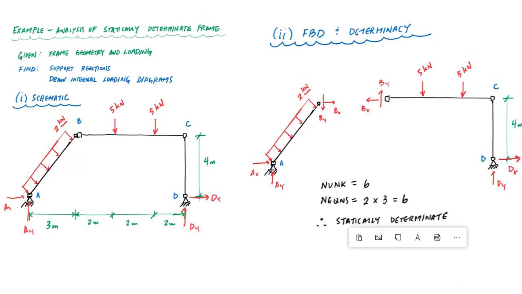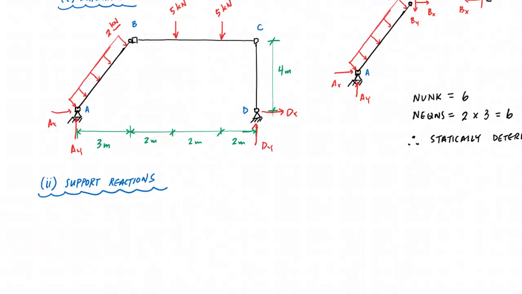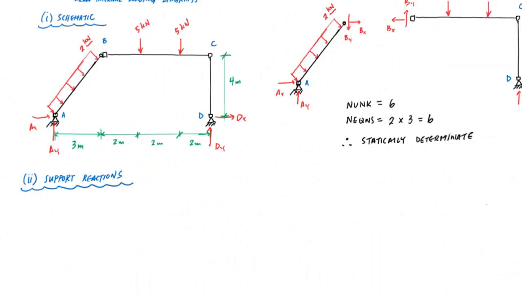Alright, so now that I know that it's statically determinate, I can use my equilibrium equations, and really any one of these 3 diagrams, the entire structure, the separated free body diagram here on the left, or the separated free body diagram of member BCD on the right, and I can use any of those to determine my support reactions using equilibrium equations. So if I look at the entire FBD here, and if I take moments about A, I can go left to right.